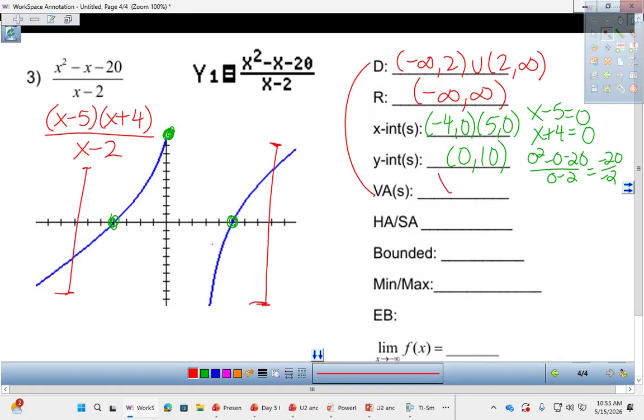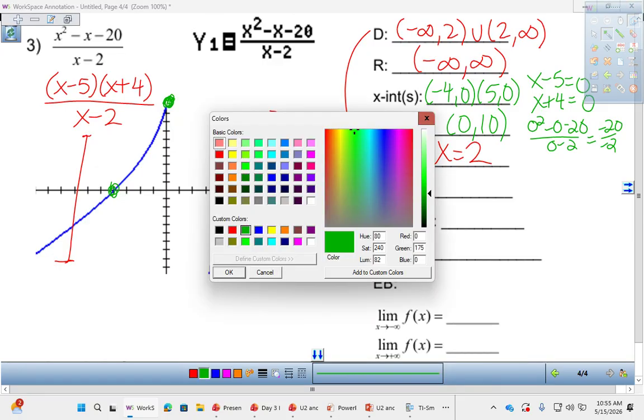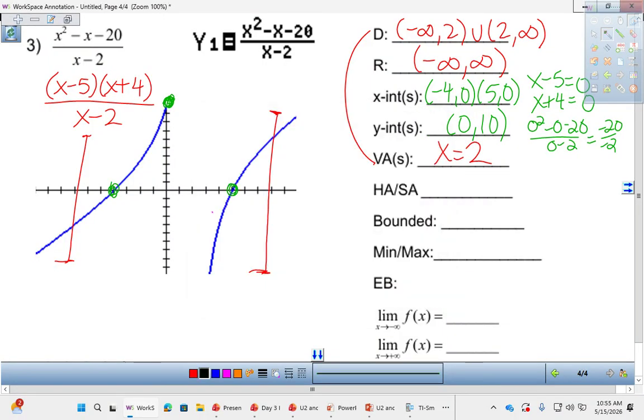These go together. So if I have a restriction at 2, then I have an asymptote at 2. Would you say that this is bounded? No. No, I've got no mins or maxes or anything like that. So I'm just going to write that they're not there, right?